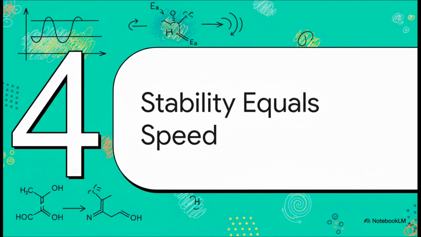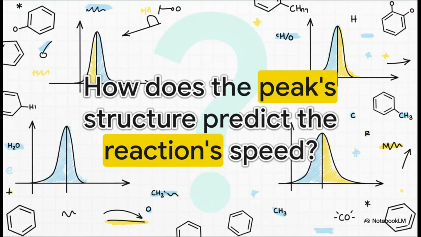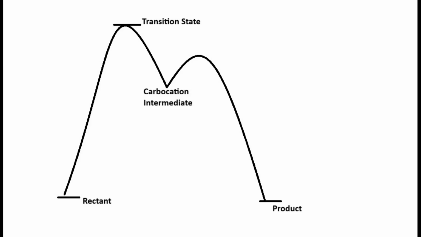This is the crucial part, because it helps us understand this really deep connection between stability and speed. Knowing what the transition state resembles is one thing, but how does that actually tell us how fast the reaction will be? How does it help us predict the speed of the climb? Well, to answer that, let's dive into a textbook example that every single organic chemistry student has to learn, the formation of carbocations. Just think of these as really high-energy, unstable intermediates. They're like temporary pit stops partway through a reaction.